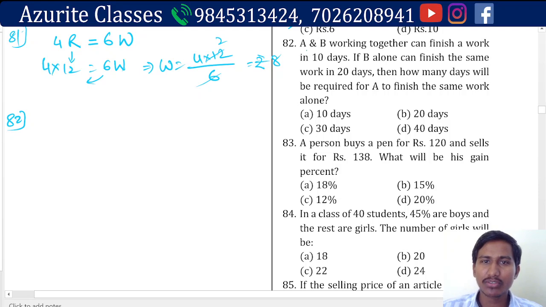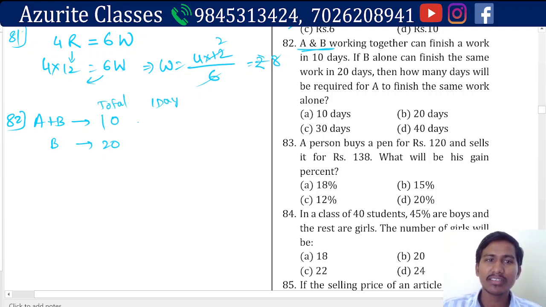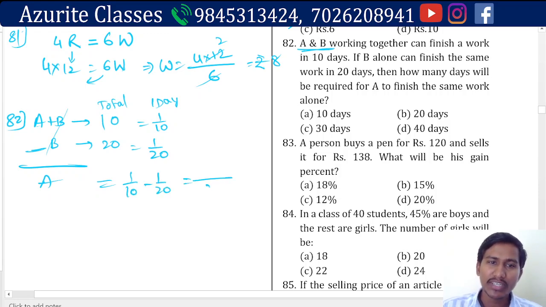See here, A and B together means A plus B, that takes 10 days. And B alone takes 20 days. So these are the total days, and we have to find the 1 day work. 1 day work will be 1 by 10 and this is 1 by 20. So if you subtract those two, A and B minus B, A will come. So you have to subtract these two: 1 by 10 minus 1 by 20. So the LCM will be 20.